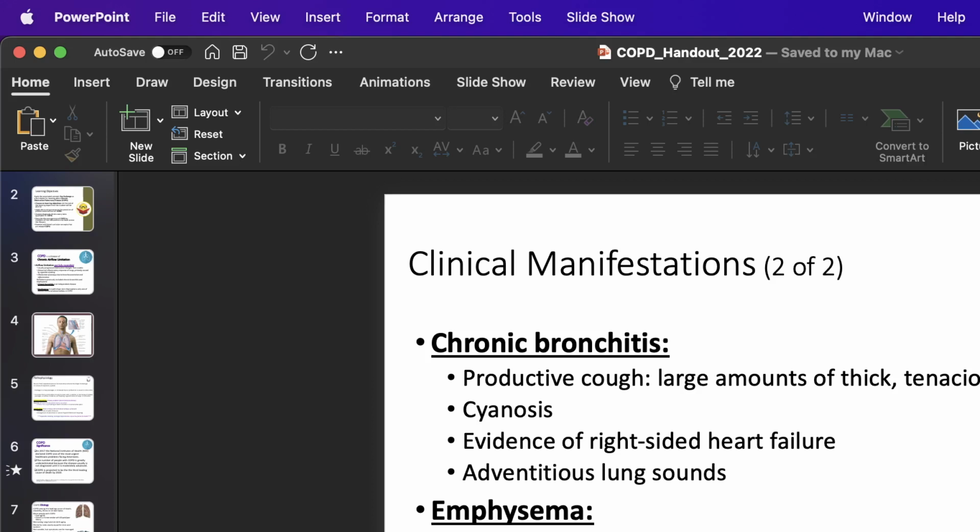Okay, cyanosis we talked about, and for the student who learned blue bloater and pink puffer, the blue bloater came from this terminology, right? They tend to be bigger in appearance and have cyanosis. We don't teach them separately anymore because people have elements of both. They will have evidence of right-sided failure. This is on another slide, but you can write it here for now. It's called cor pulmonale, C-O-R, cor pulmonale.